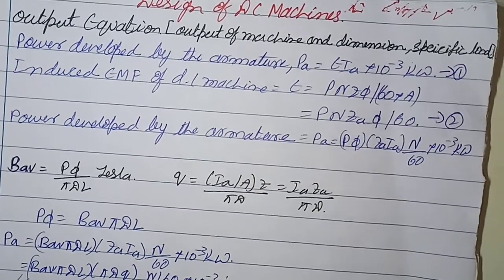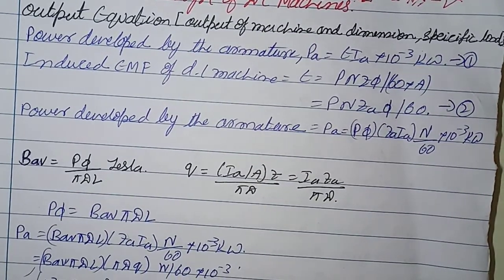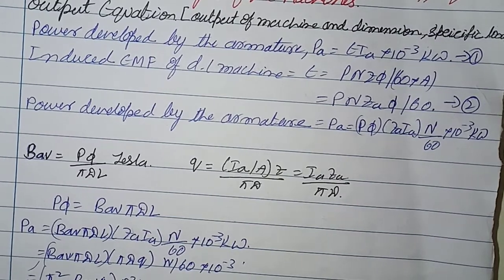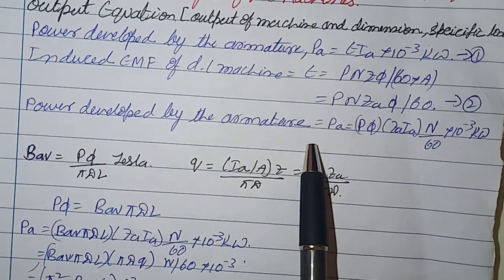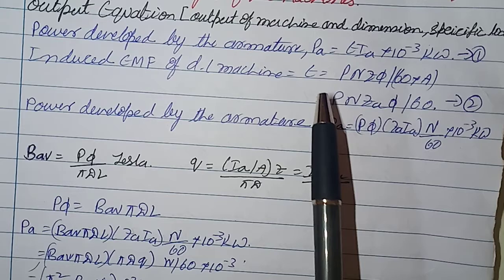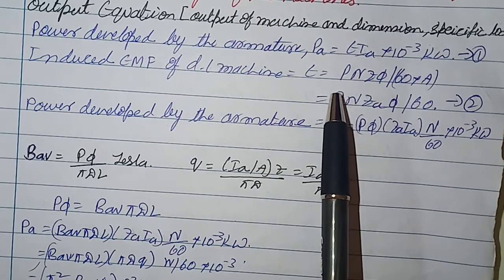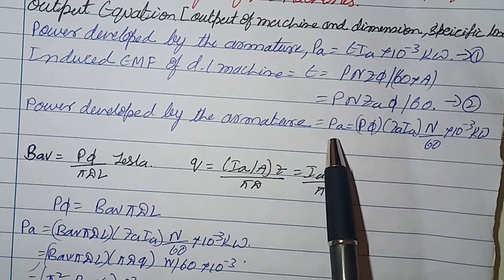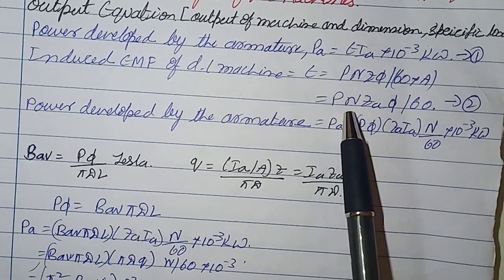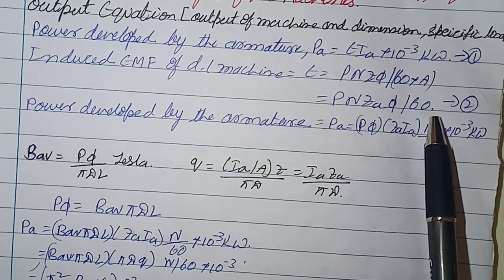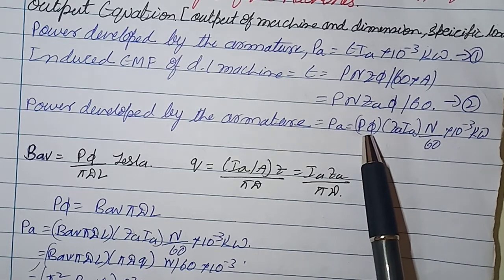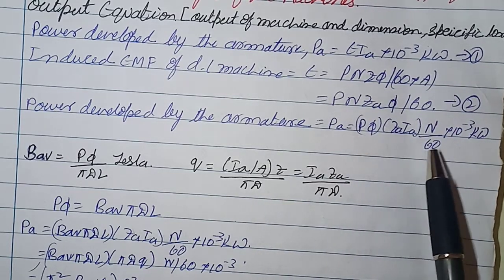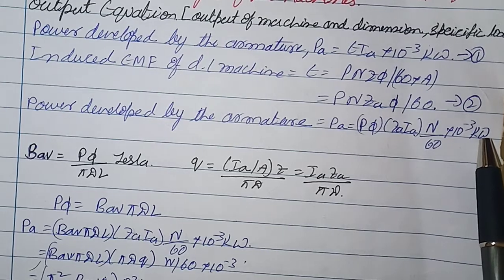By taking these two equations, equation 1 and equation 2, the power developed by the armature PA, we substitute the value of E from 2 in 1. E is P phi ZA n by 60, so PA equals P phi ZA n by 60 into Ia into 10 raised to minus 3 kilowatt.